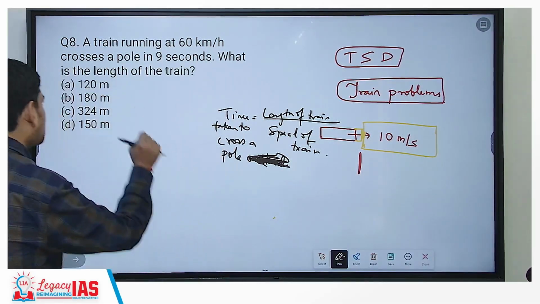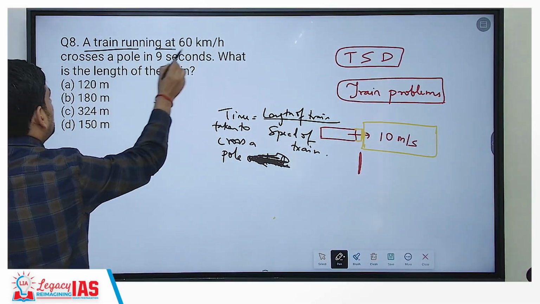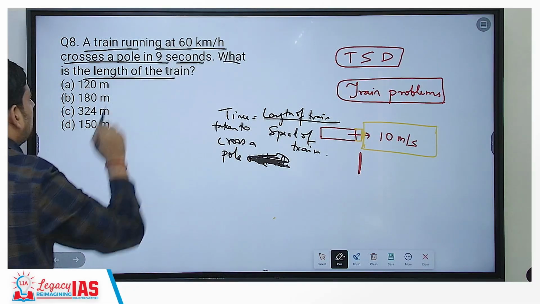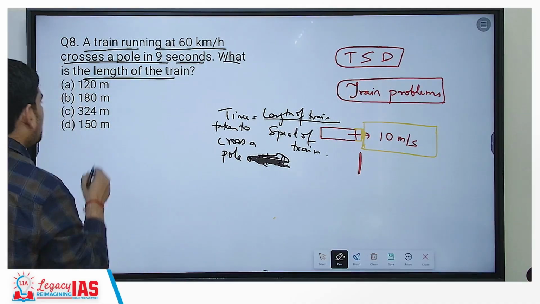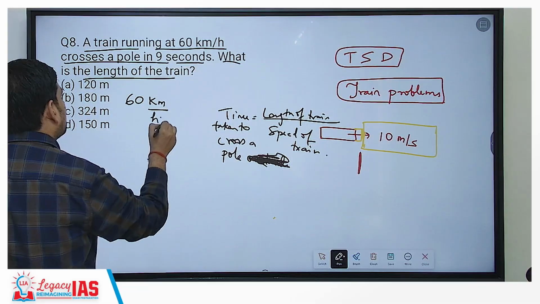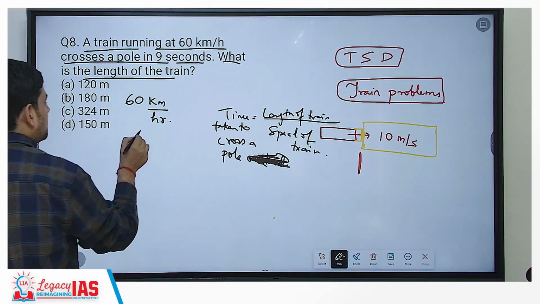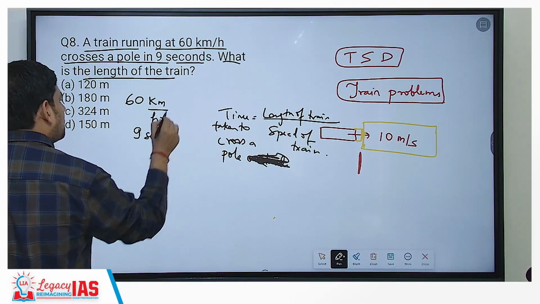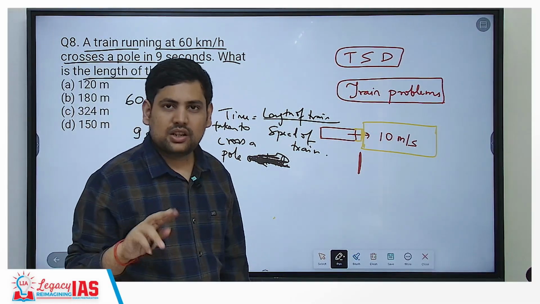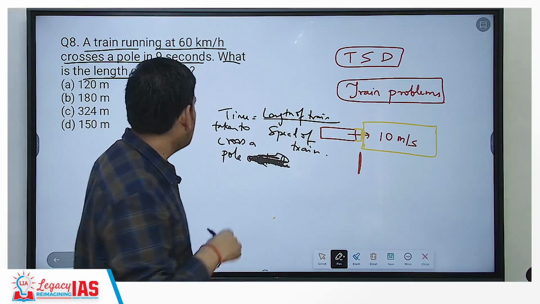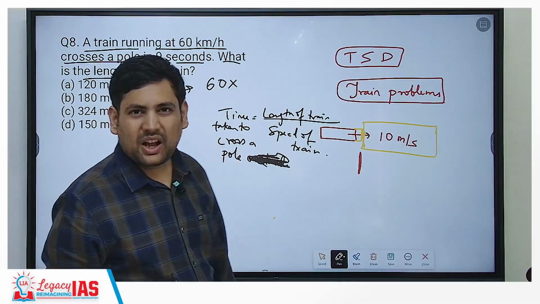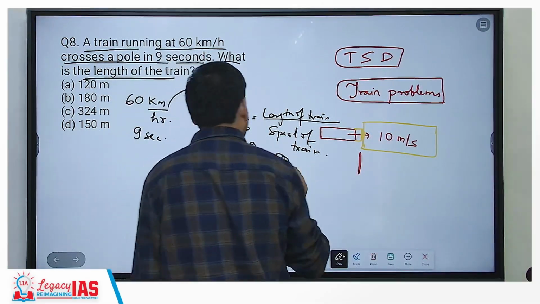Do you understand this concept? Now, a train running at 60 kilometers per hour crosses a pole in 9 seconds. What is the length of the train? Okay, the train is going at 60 kilometers per hour, and it crosses a pole in 9 seconds. So what you can first do is convert this 60 kilometer per hour into meter per second. How can you do this? This will be kilometer per hour to meter per second. How is the conversion? See, the conversion is fairly simple.